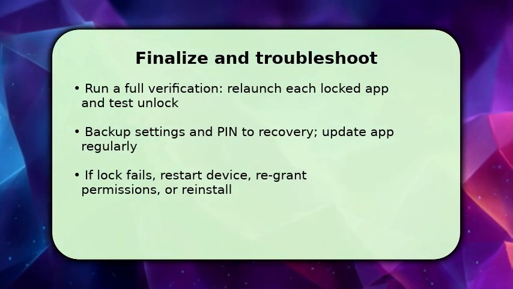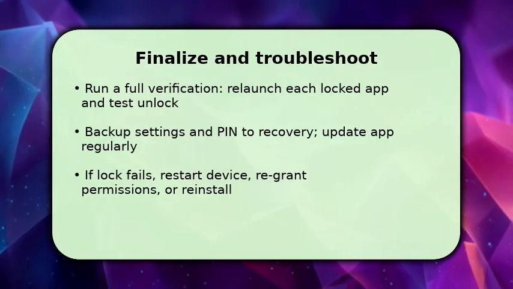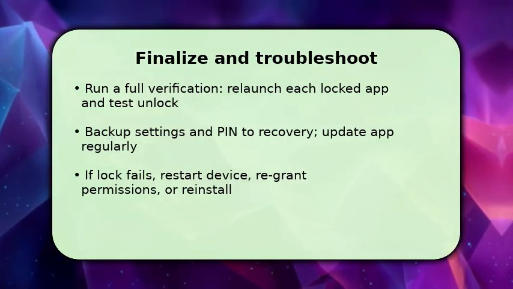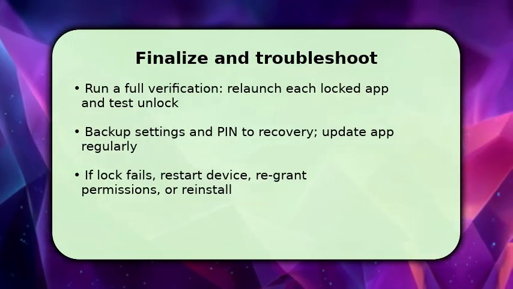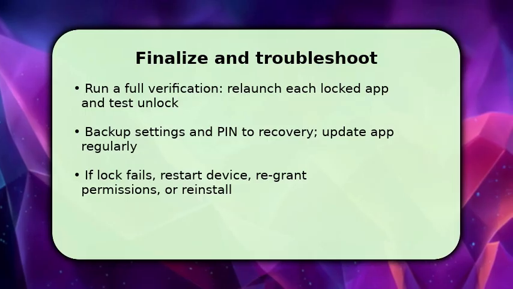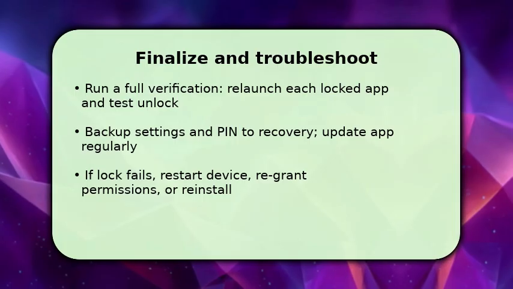Finish by validating the lock across scenarios. Reboot the device, switch networks, and open each locked app to confirm the chosen unlock method works. Back up your locker configuration or note the recovery method so you won't be locked out permanently. Keep the app updated to avoid compatibility issues.